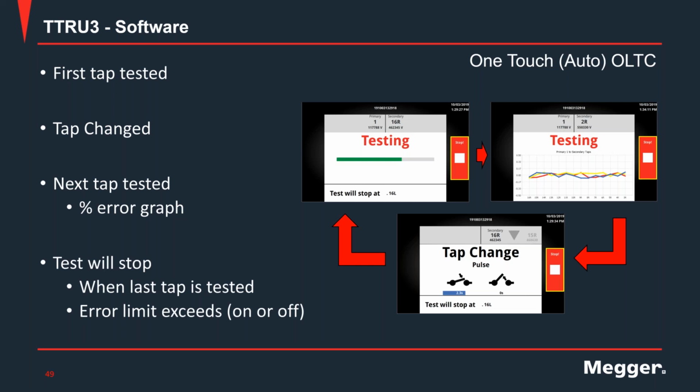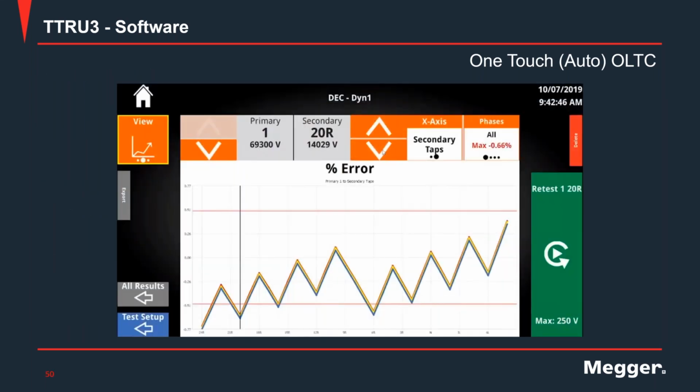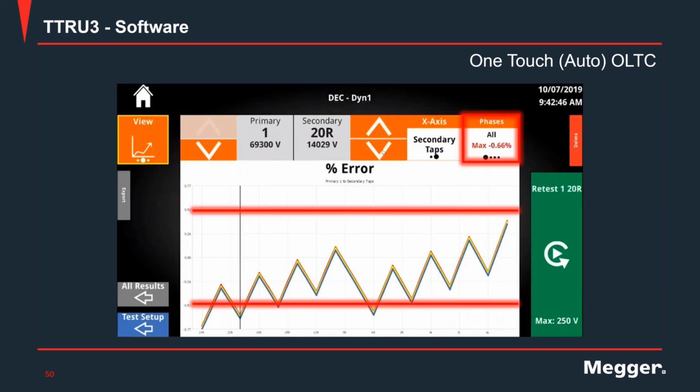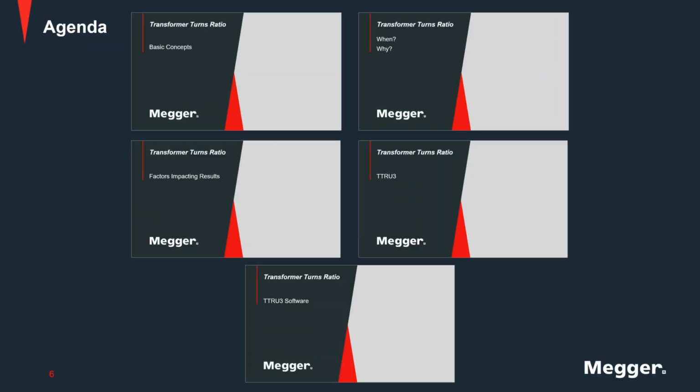And that feature can be turned on and off. Even if you have it off, it means that even if a tap exceeds the error, it will continue testing until it reaches the last tap. At the end, you can look at the results in the graph, as I showed before. In this case, just to make it more visible, the graph will show my error limits, so you can quickly have a glance at which taps are failing. It will also show in the top section the maximum error measured during the test. So those are the main features of the software of the new TTR U3.